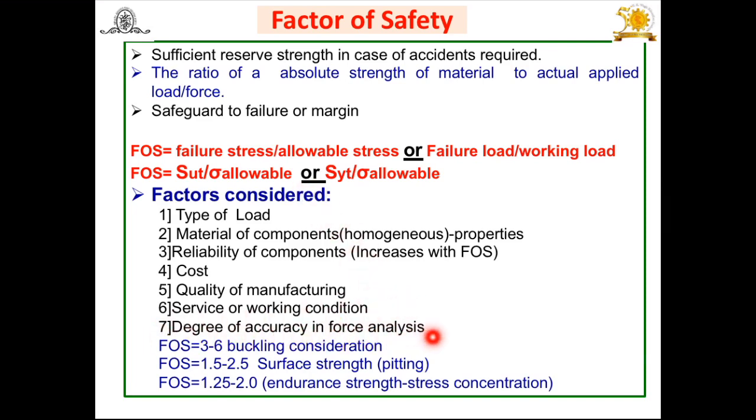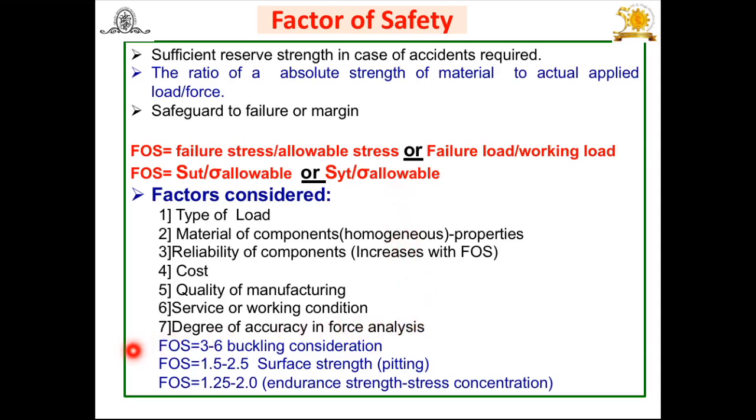And then degree of accuracy in force analysis. Okay, we are deciding which type of force is acting on it, but while calculating the load which is acting on the element, we have to consider the degree of accuracy in force analysis. Otherwise, there may be a possibility of failure of the component. Then uncertainty. Because of the type of load, working condition, degree of accuracy in force analysis, and material properties, all these uncertainties are related to the components, and that's why while deciding the value of factor of safety, we have to take into account these factors.